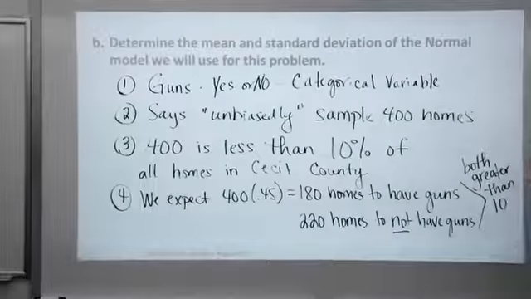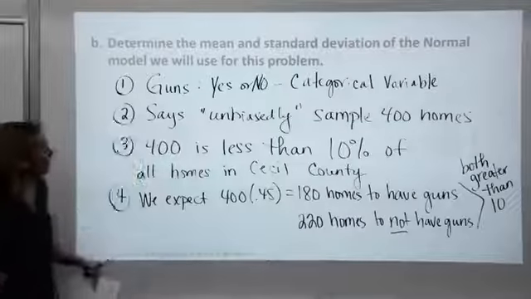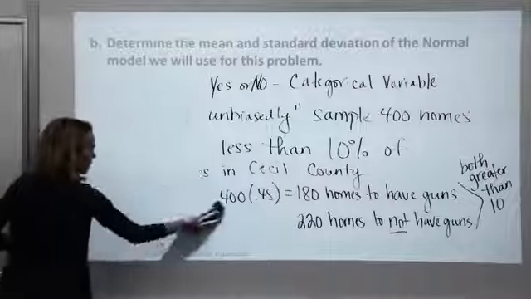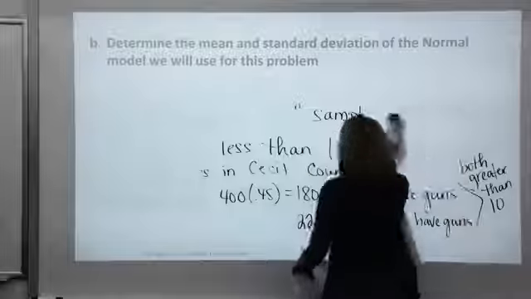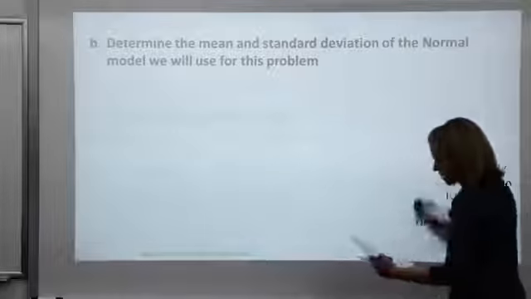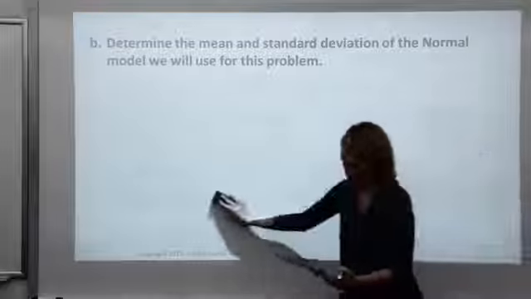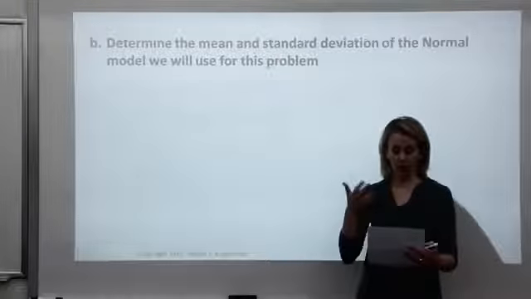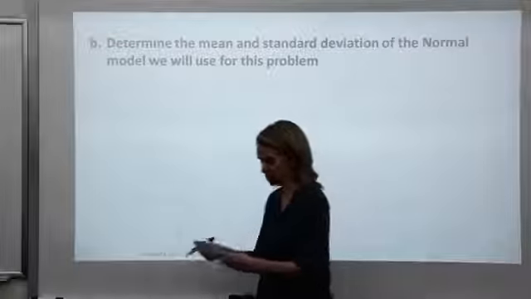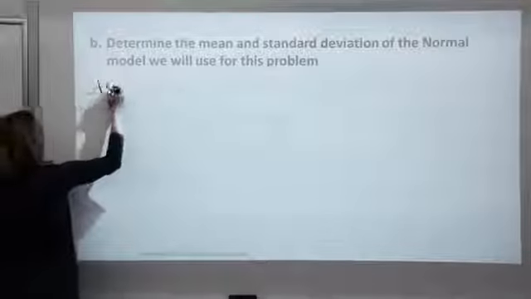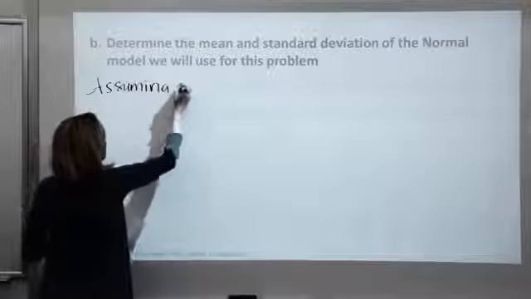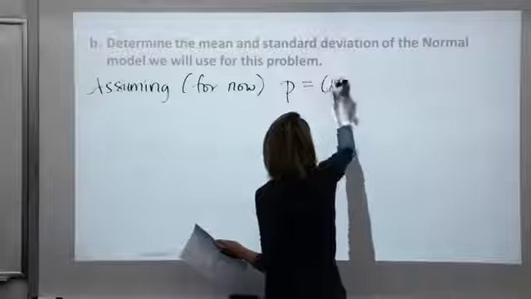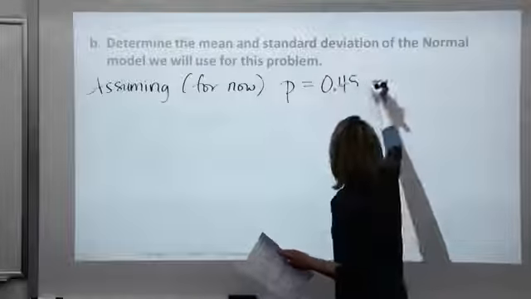All right, B. Determine the mean and the standard deviation of the normal model that we'll use for this problem. To use the normal model, those are the 2 things we need, the mean and the standard deviation. For the mean, recall that for now we're going to assume that the percentage of homes in the county that have a gun is what is reported from that Mother Jones magazine, 45%. So we'll assume for now that p is 0.45 in Cecil County.